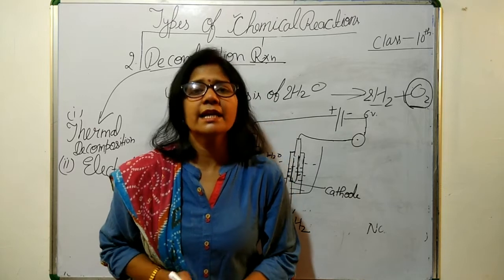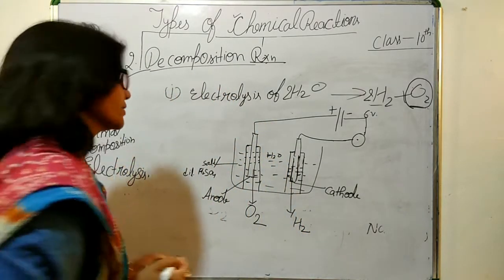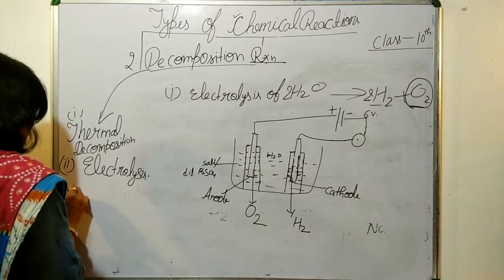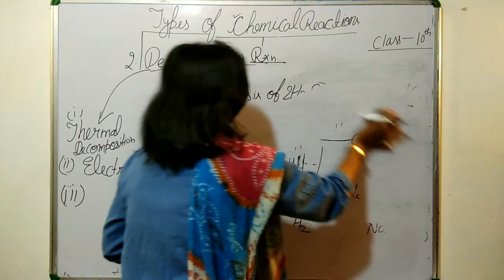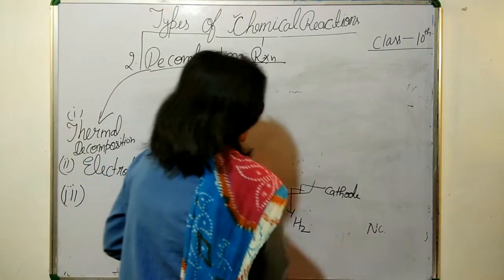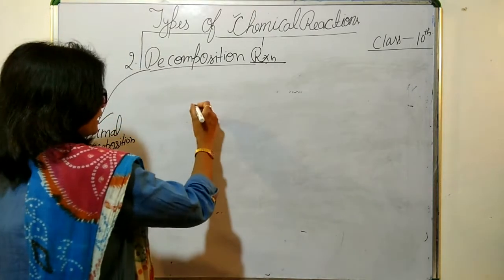That was the electrolysis of water, decomposition with the help of electrolysis. This decomposition can also take place with the help of sunlight. For example, AgCl.